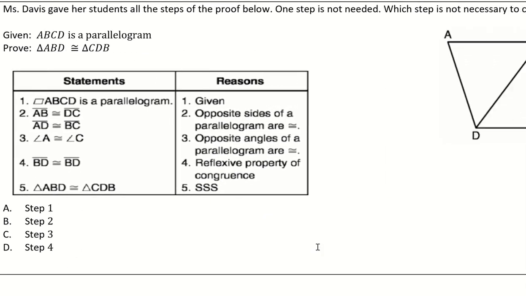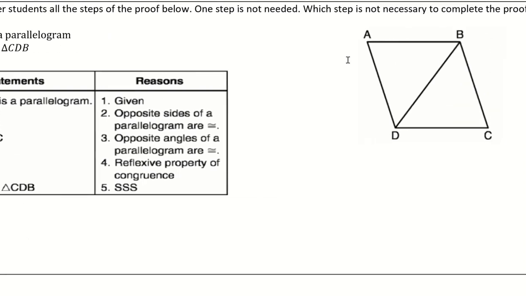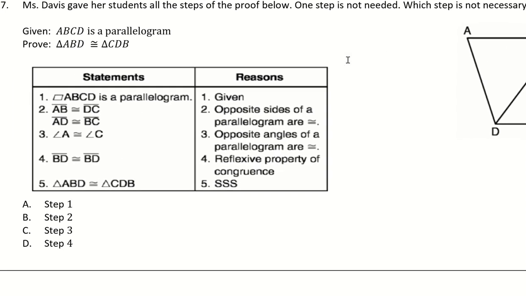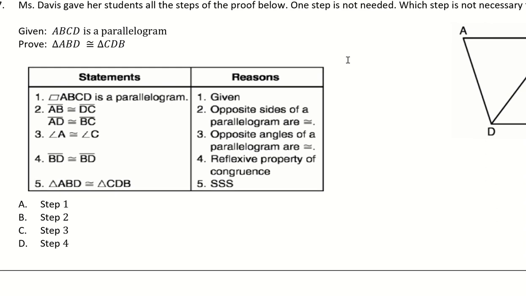Ms. Davis gave her students all the steps of the proof below. One step is not needed. Which step is not necessary to complete the proof? All right, so first off, we are given that ABCD is a parallelogram, so that belongs there.